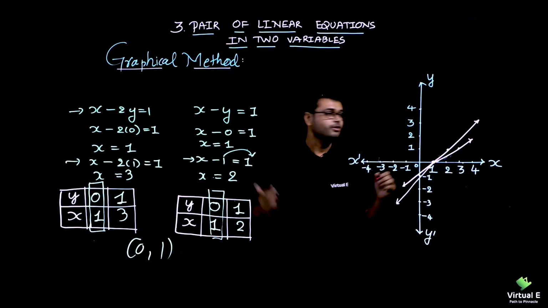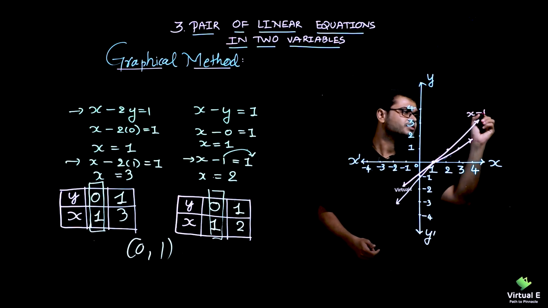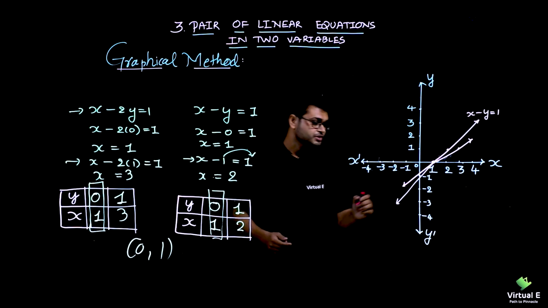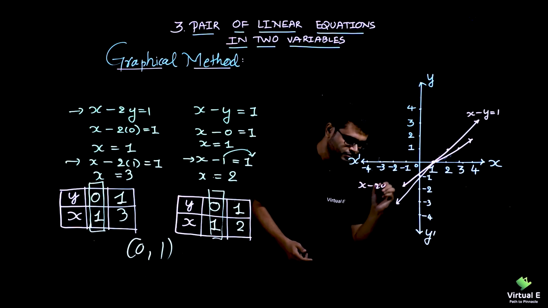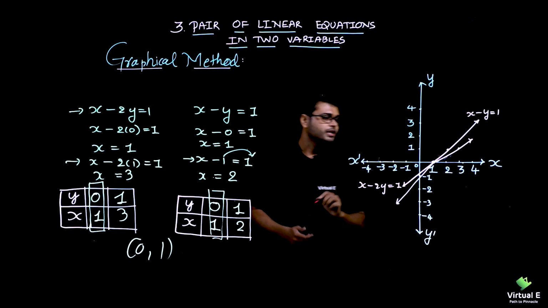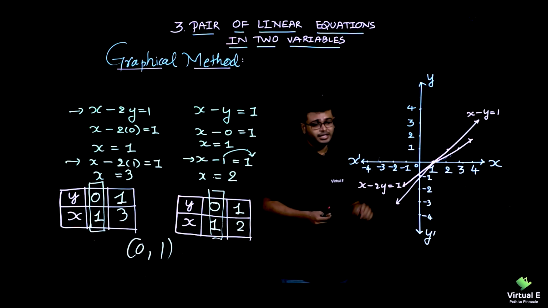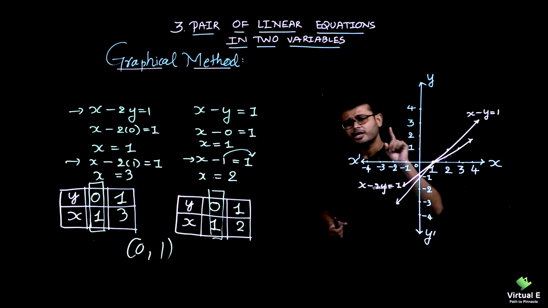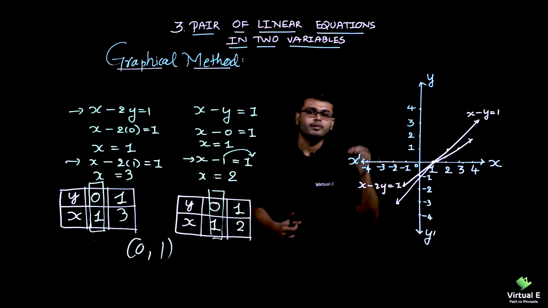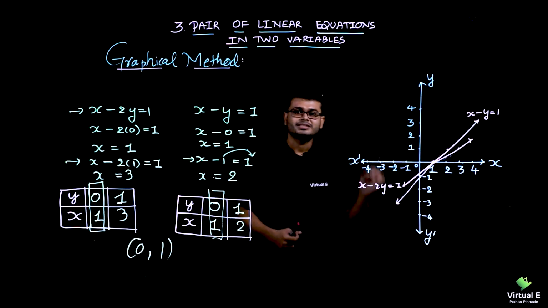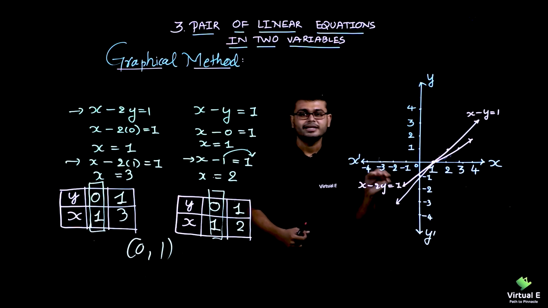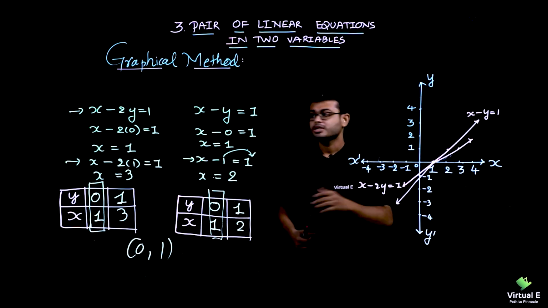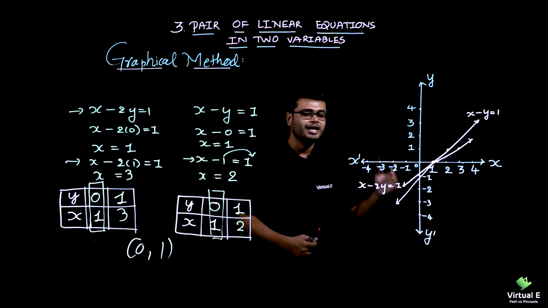Let me just name it for our convenience. This line is for x minus y is equal to 1 and another line is x minus 2y is equal to 1, right? So we can see that these both two lines are intersecting on one common point. That is our point of interest. That is the point, we call it an intersecting point. This is the way to find the solution of both equations with the help of graph.